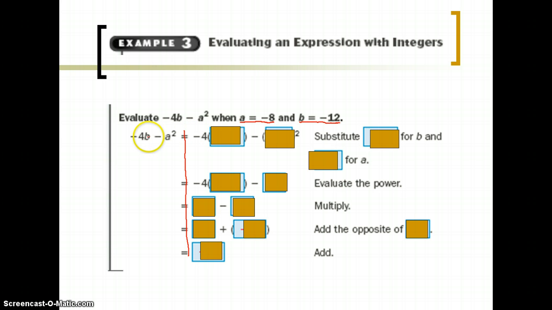I am going to substitute in b, which is negative 12. Remember that you want to put the parentheses to show that you are multiplying. And then a would be negative 8 squared. Evaluate the power. Now be careful, because negative 8 squared would be negative 8 times negative 8. 8 times 8 is 64, and it's positive because two negatives make a positive.